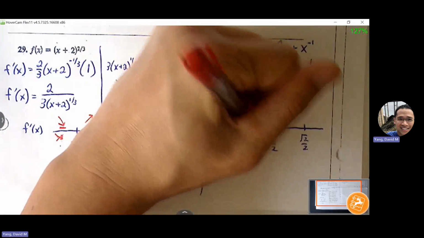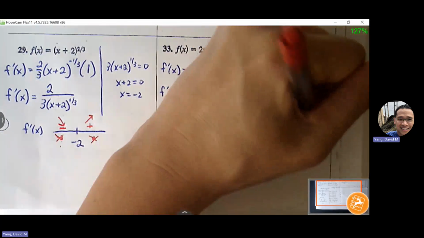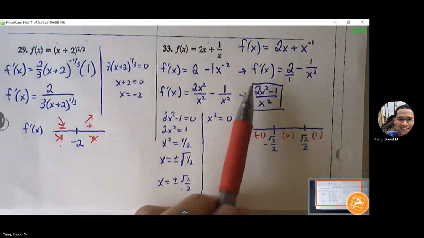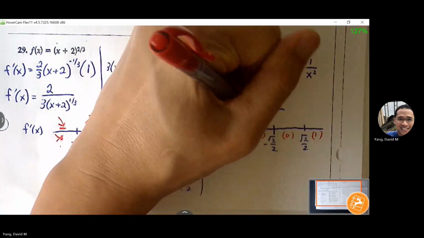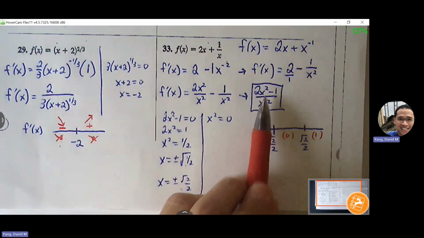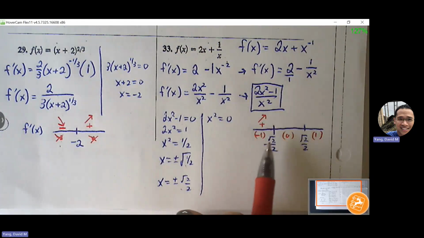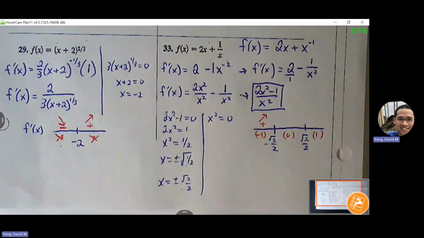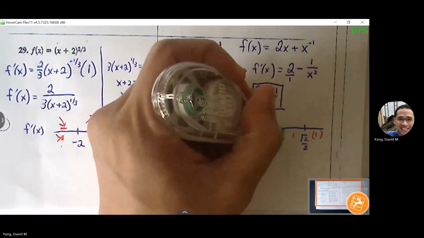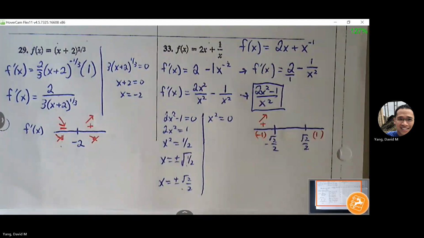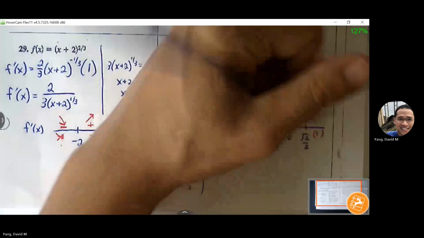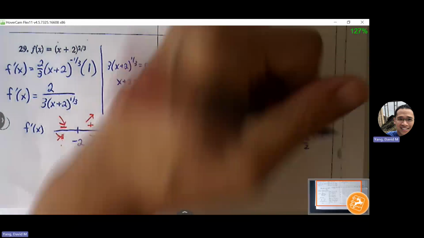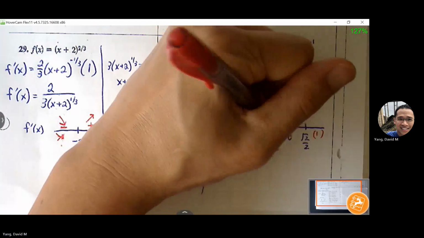I'll choose -1 for my test point, 0 and 1. So -1 here, I get 2 minus 1 over 1, that's positive. If I test 0, 0 minus 1 over, oops, sorry, critical point is 0, my bad. So there's another critical point that I forgot to put onto my sign line. So I've got to choose another test point then. I've got to choose -1/2, 1/2.